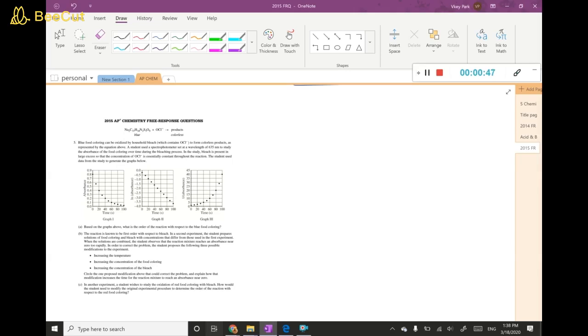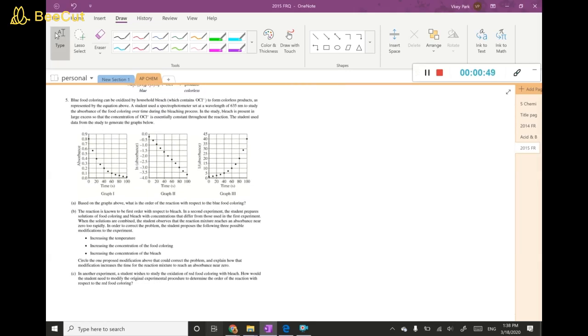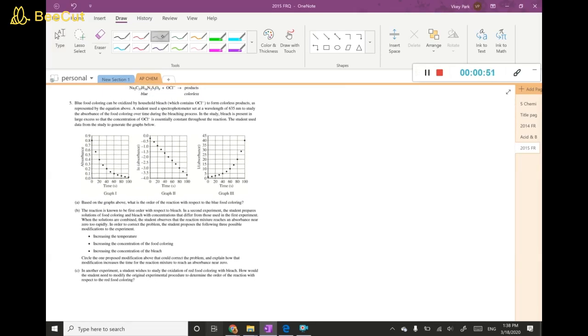So we have the graph here and we are looking at it. And question number 1 says, based on the graph above, what is the order of the reaction with respect to the blue food coloring? So first thing first, if we're looking for orders, we are looking for a graph that is going to give us a straight linear line. The only one that has given us a straight linear line is this one. And if you look, the axes are ln absorbance over time, right? So based on that, we know that this is first order, okay?